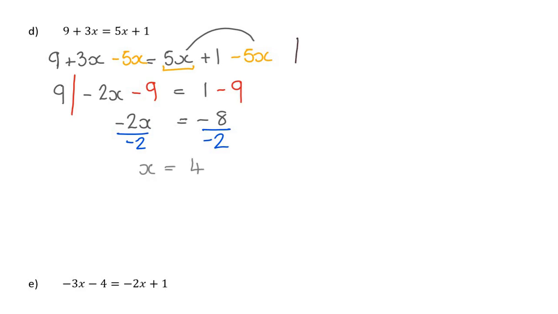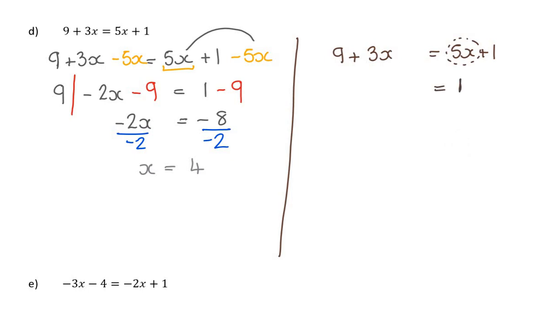So let me just put a line down the middle here to show you how you could write this out if you wanted to cut out a few steps. So if I have 9 plus 3x equals 5x plus 1, what a lot of people will do on the next line is say, well, I'm subtracting this, so it's going to disappear, and not write anything. So what they've done there is they've taken away 5x on the right hand side, but they haven't actually shown it.